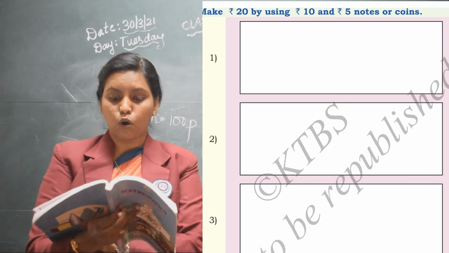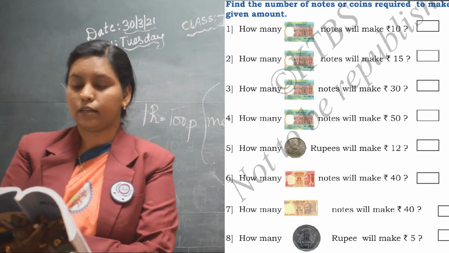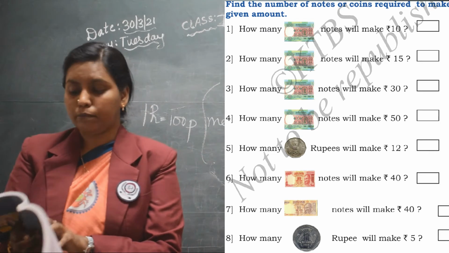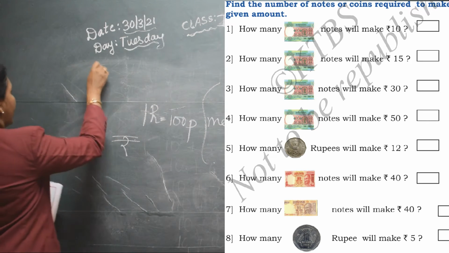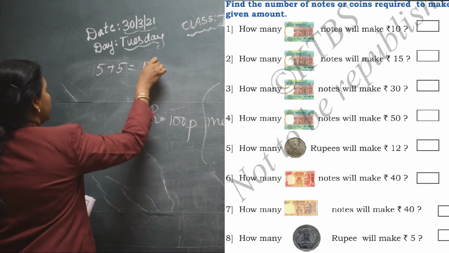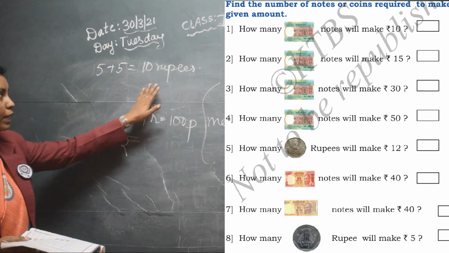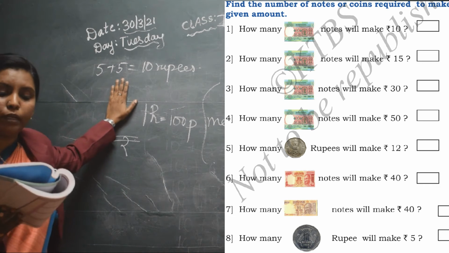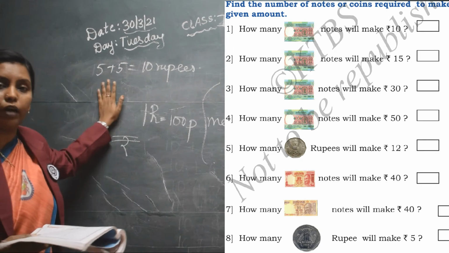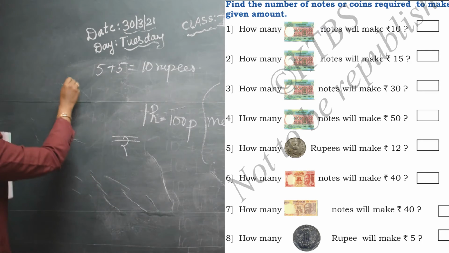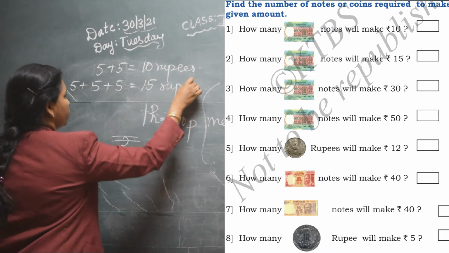Okay. On page 163, find the number of notes or coins required to make the given amount. So how many 5 rupees notes will make rupees 10? So 5 rupees notes, if you add 5 plus 5 gives you 10 rupees. Okay. So 2 5-rupee notes will make 1 10-rupee note. Then how many 5 rupees notes will make 15? So 5 plus 5 plus 5. 3 5-rupee notes will make 15. 5 plus 5 plus 5 is equal to 15 rupees.